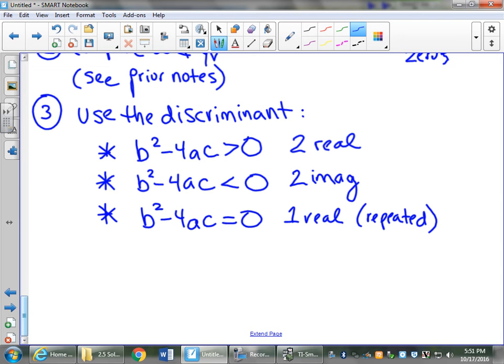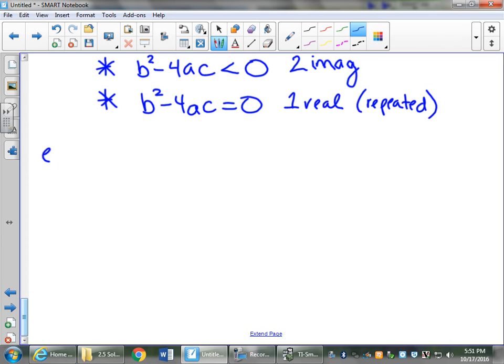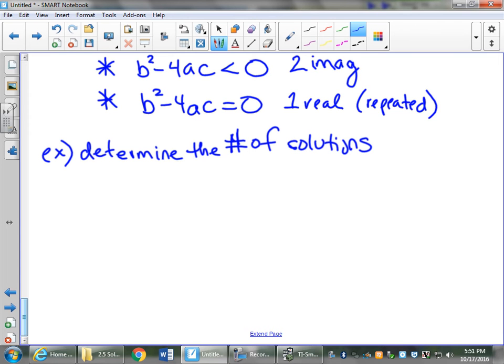So we're only going to do one example of this. So for this example, we're going to determine the number of solutions. And it's got to be in standard form equal to 0, just like it would have to be if you were to use the quadratic formula. So just looking at that, it's in standard form, it's equal to 0 already, so we don't have to move anything from side to side.